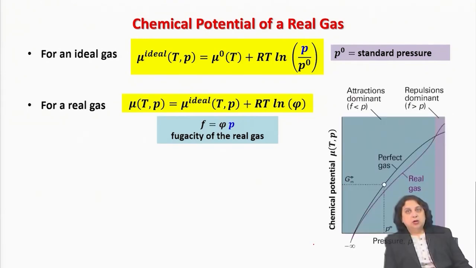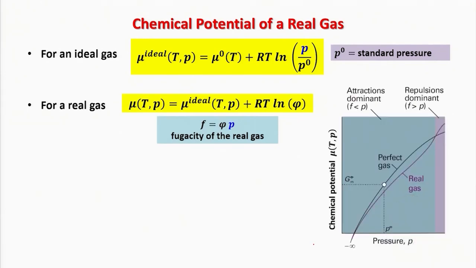Now, if I look at the plot of chemical potential as a function of pressure, for an ideal gas, mu is dependent on ln P. Therefore, this is what is shown as this logarithmic curve given here, which is for the ideal gas. And as you understand, as P goes to 0, this curve goes to minus infinity.